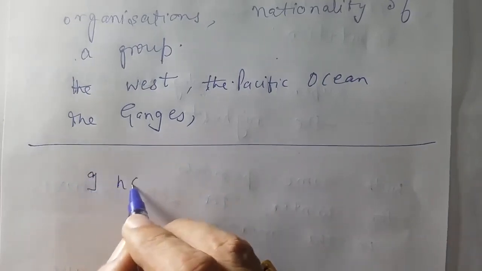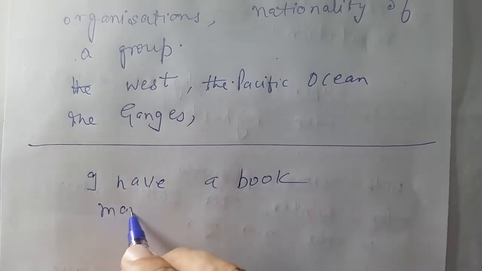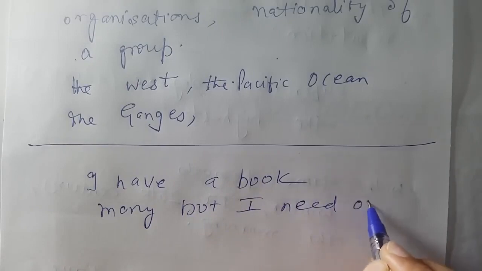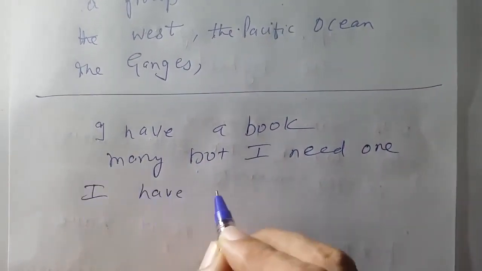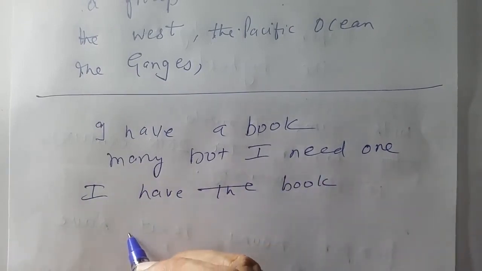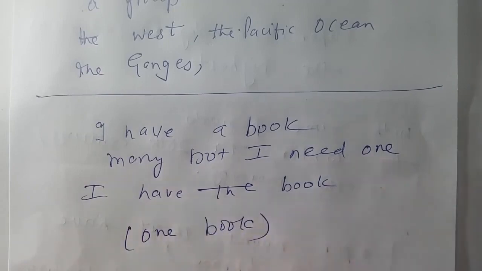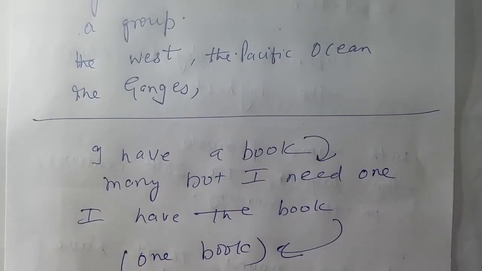I have a book. There are many, but I need one. I have the book. I need only a specific book, just one book. This is it. This is one out of many. This is the only one. This is the main difference of this one, right?